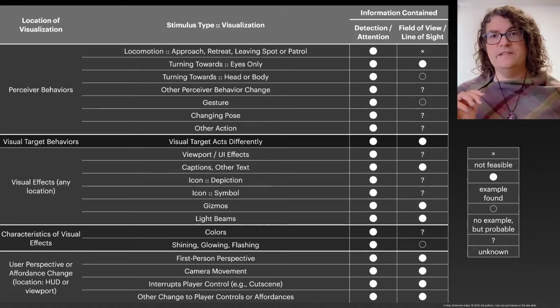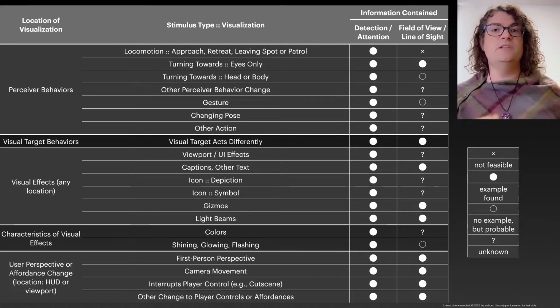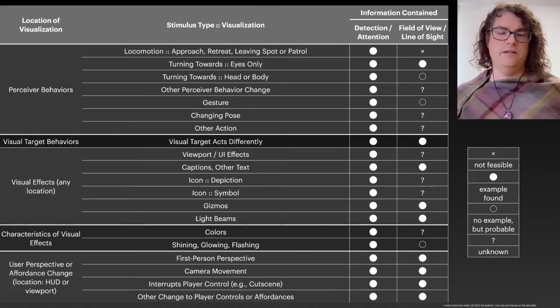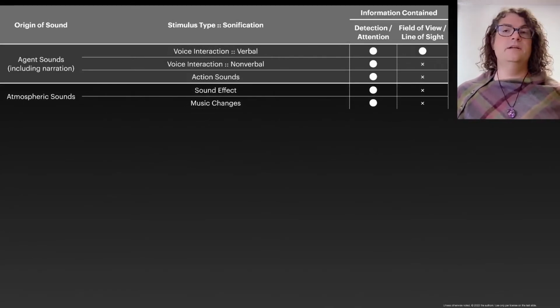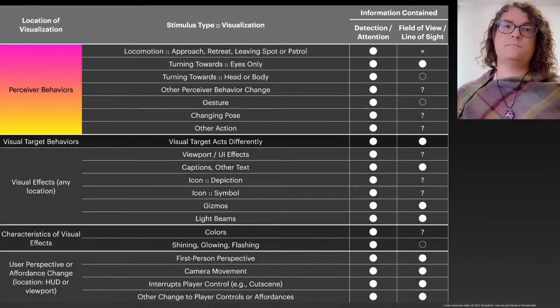So the little X means that it was not feasible. The filled dot means that we had an example. The empty dot means we expect there to be one, but we couldn't find one. And the question mark means it's unknown. In addition to visualizations, we also looked at sonifications, but we did not look at any other types of stimulus.